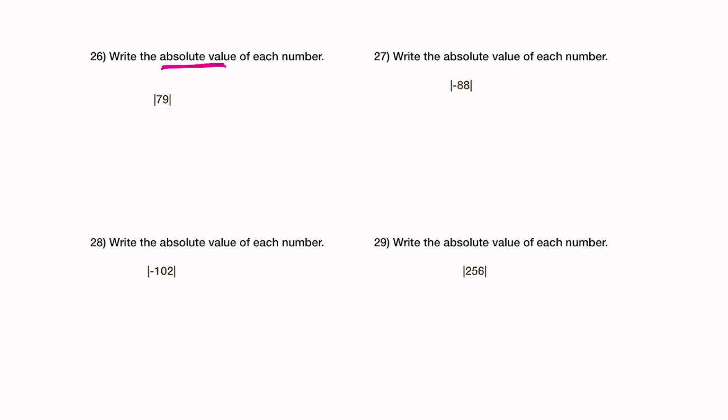They're already written in that format. We just have to write the absolute values, and absolute values are always positive because that's the distance from 0. So we don't need to think much. It's 79. Even if it's -88, it's going to be +88 because it's absolute value. That's 102 and that's 256. And it's done. So quick, 4 questions, 4 points in your pocket.